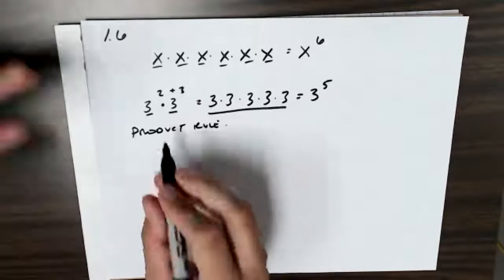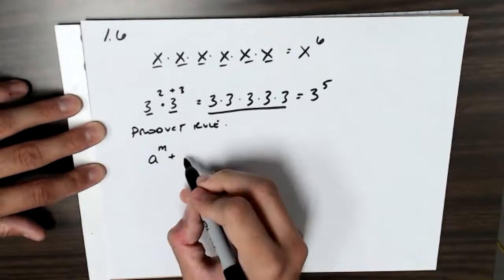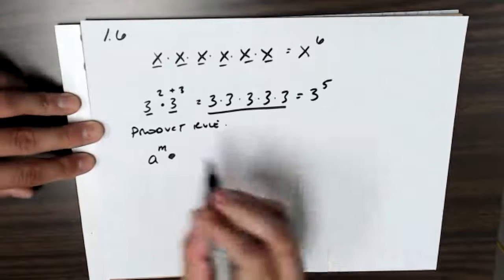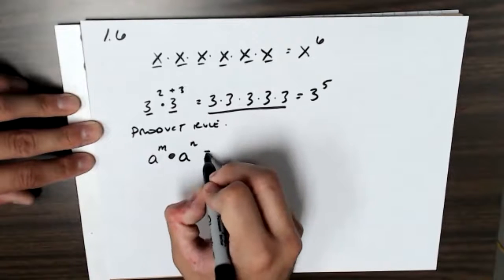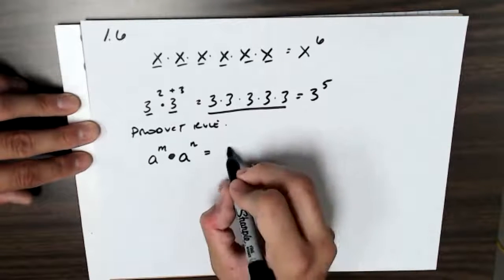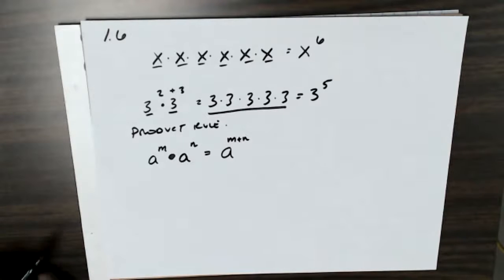The product rule says, look, if you've got any base and you're raising it to some power, and you're multiplying it by the same base, now that's a big rule, it's got to be the same base, all you have to do is combine them by adding the exponents. Okay?